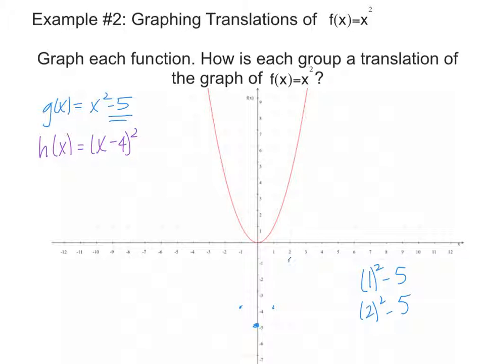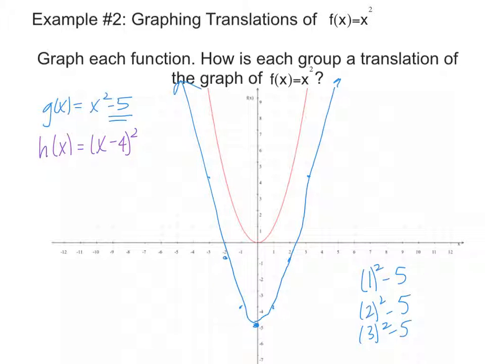So that's (2, -1) and then (-2, -1). Let's test one more just to make it wider. If I have 3 squared minus 5, that's 9 minus 5, which is 4. So that's (3, 4) and (-3, 4). So our graph will look like that. Sorry that I'm so wobbly, but there you go.